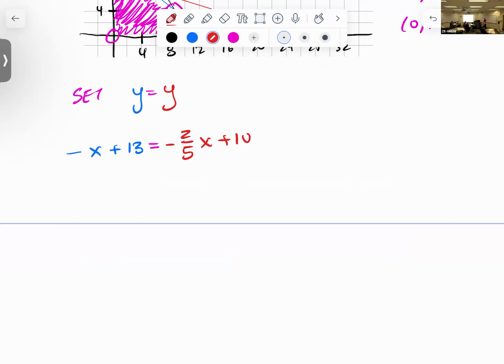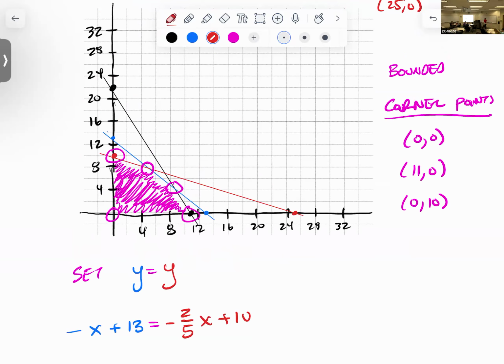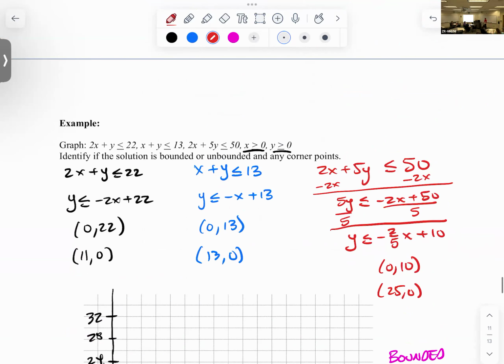The inequality only indicates shading. Otherwise, everything we do you can still just do with equalities. Technically, you could still write the lines as equalities and just say shade below y equals negative 2x plus 22. That's all the inequality is representing: where to shade on the graph.